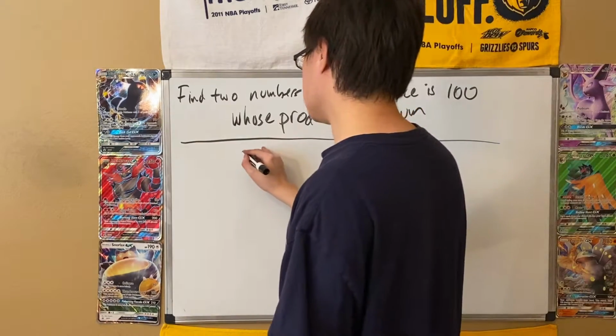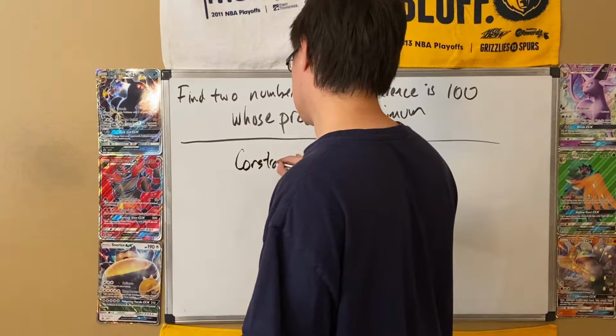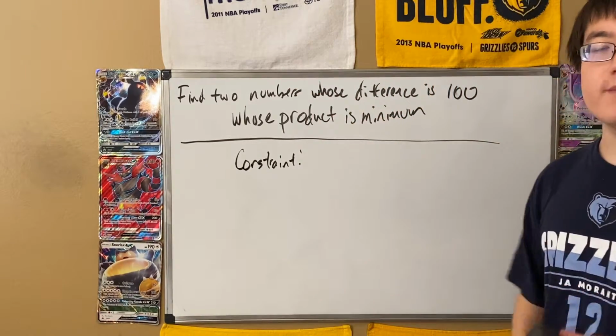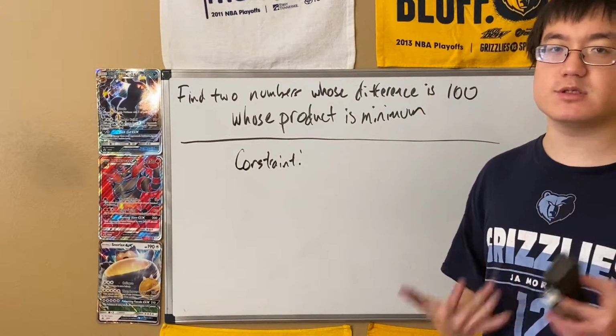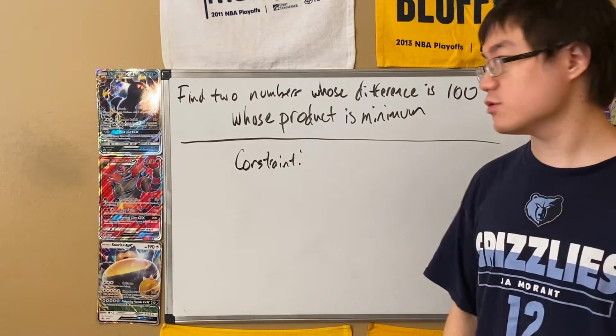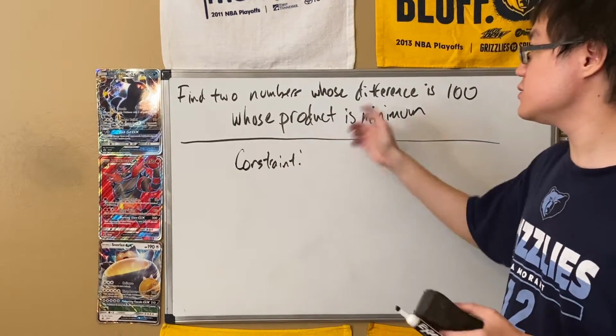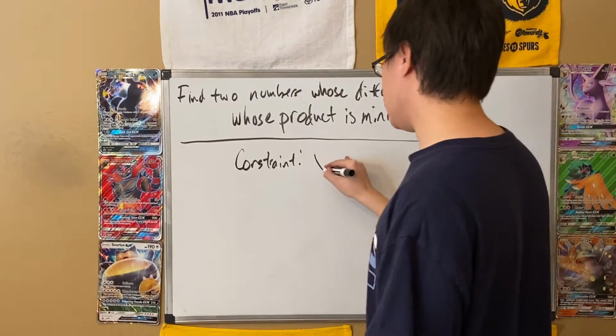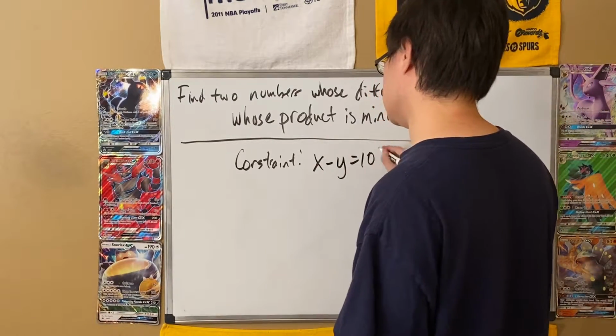So what's the constraint here? Well, the constraint is what we know about the question. I'm going to call my variables x and y because usually students use x and y as their variables. So we have two numbers, x and y, whose difference is 100. So all I'm going to do is write a simple equation. It looks like it's going to be x minus y is equal to 100.